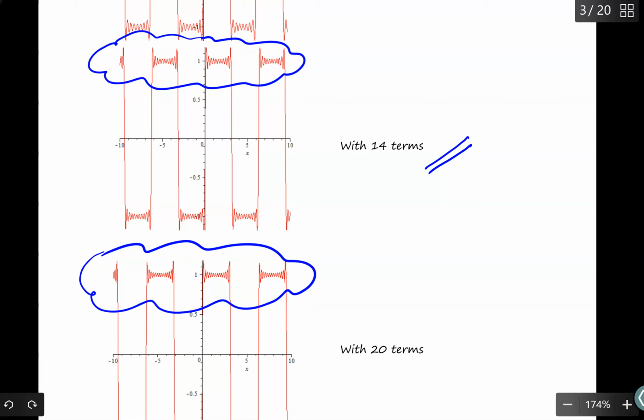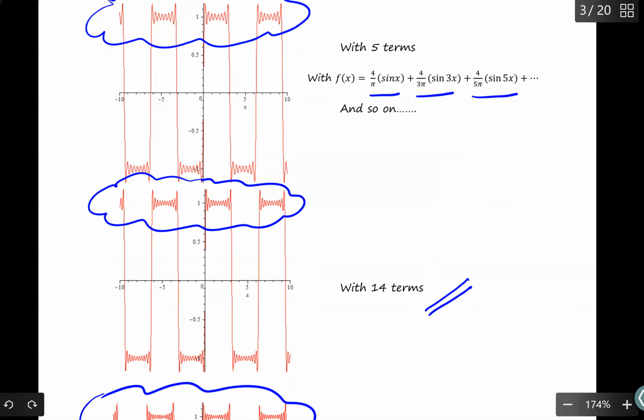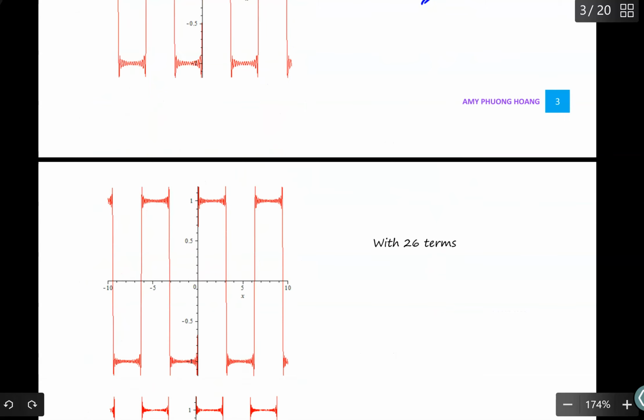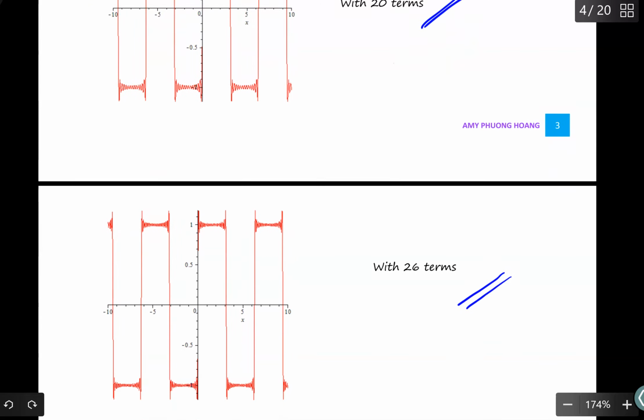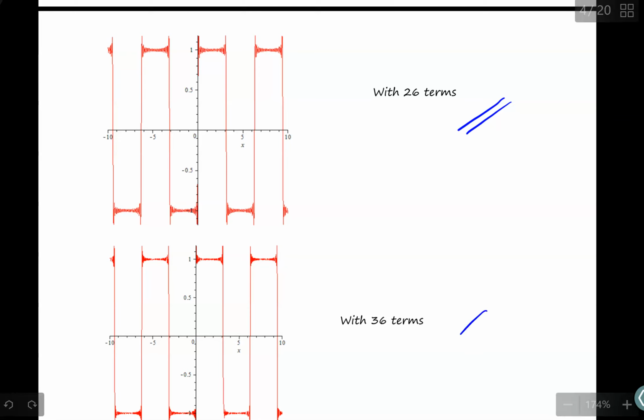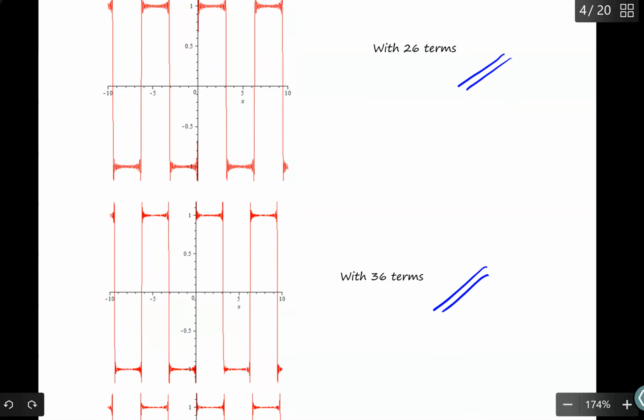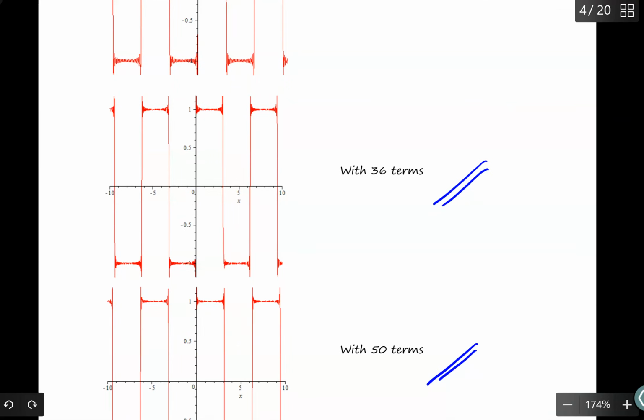Okay, 14 terms, 20 terms. And we continue on until I increase the terms to 26 terms, and then 36 terms, and then 50 terms. And you see that it's almost turned into a straight line. So the sum of the sinusoids turns into this shape, and this is called a square wave.